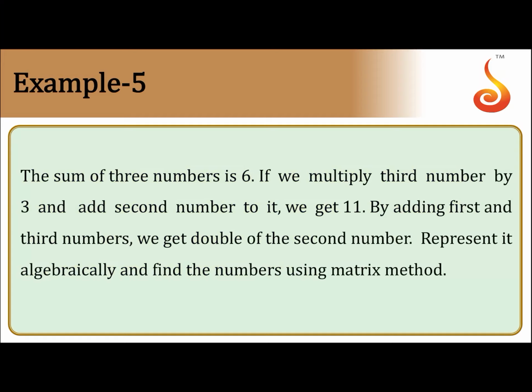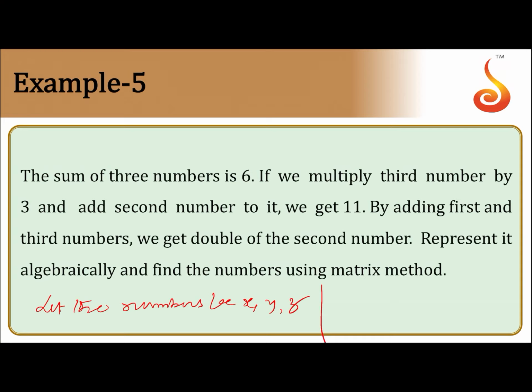The description is given to you. Sum of three numbers is equal to 6. And if we multiply the third number by 3 and add it to the second number, we get 11. By adding the first and third numbers, we get double the second number. Represent it algebraically and find the numbers using the matrix method. So let us proceed. Let the numbers be x, y, z.